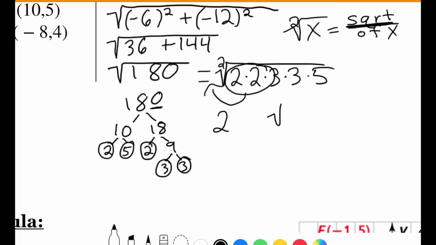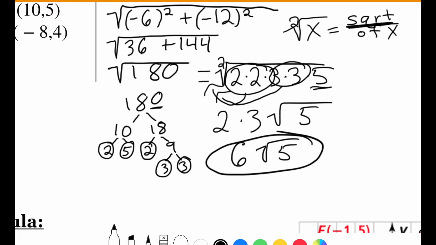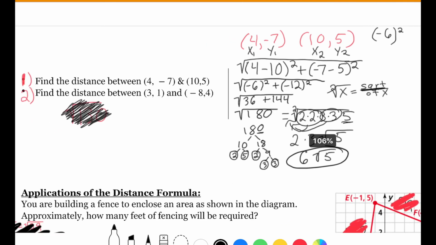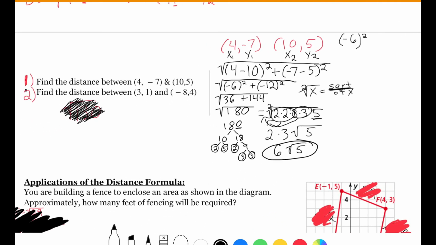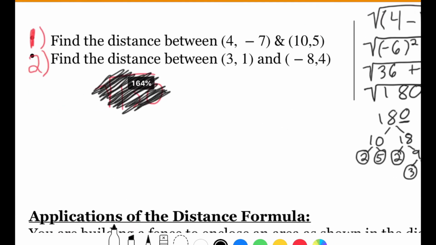So I have a 2 on the outside. I also have 2 3s on the inside, get married, move out. And then I have this lonely 5 that does not have another 5 to pair with. So then we simplify what's on the outside, and our distance is 6 times the square root of 5. So that would be our answer for number 1 for our distance. Now pause the video and see if you can do number 2.